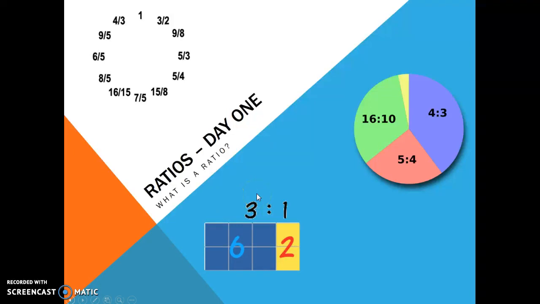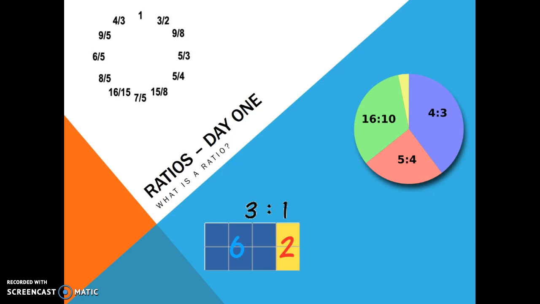Hey guys, welcome to Ratios Day 1. This is my favorite unit in Singapore math in 6th grade. I love ratios and I think you're going to like ratios. It's very logical and you are going to feel like a hero when you solve some of our word problems in this unit.